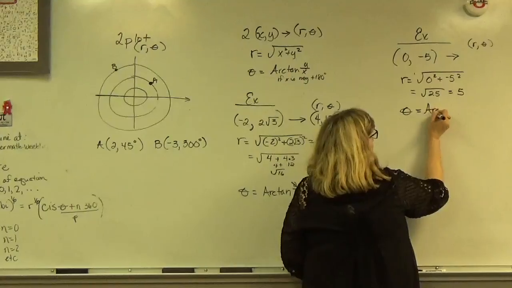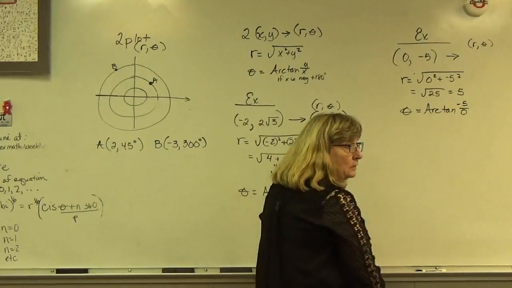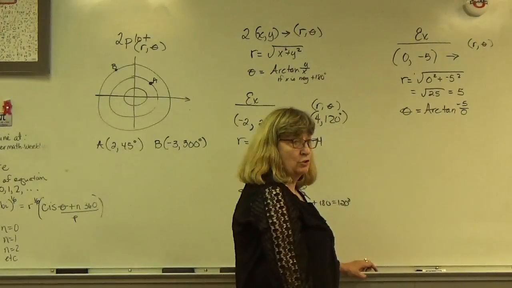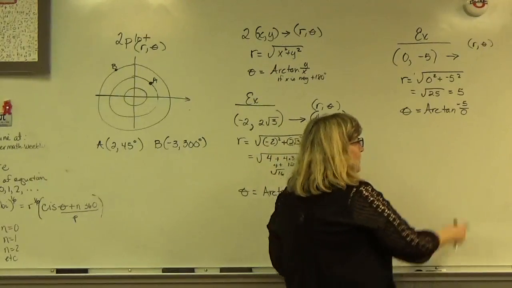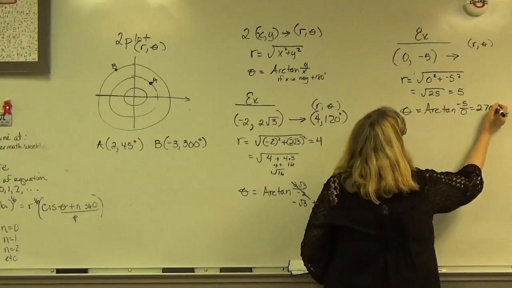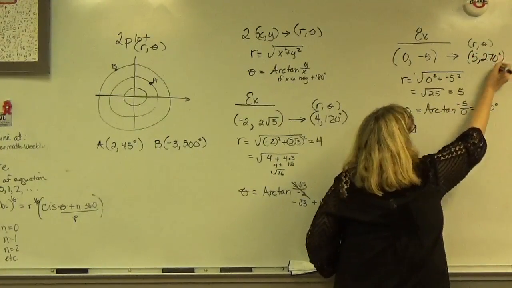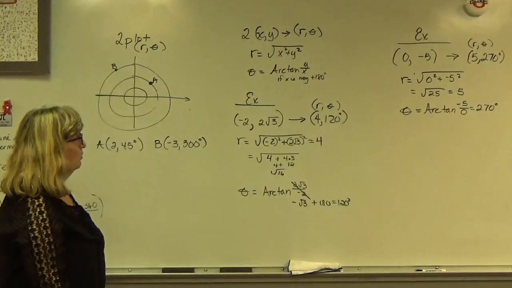What's theta? The arctangent. It's undefined. That means the calculator's not going to do the work for you. You got to use your brain. If it's negative, it'll be at 270. If it's positive, it's 90. So this one is 270. So our answer for this one is 270. Does anybody need more examples of changing rectangular to polar?